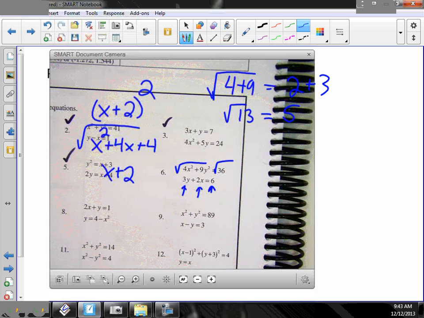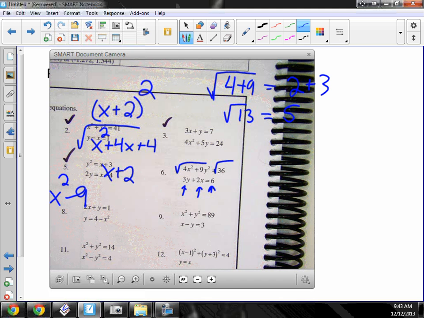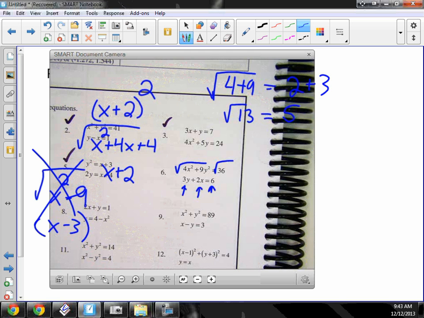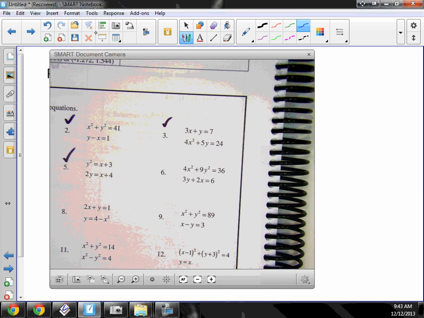Which is what you guys already knew. If I had x squared minus 9 and I square rooted that, is that x minus 3? No, x squared minus 9 factors into x minus 3 and x plus 3. So don't get stuck in that trap. That's not actually possible. Okay, so what do we do instead?